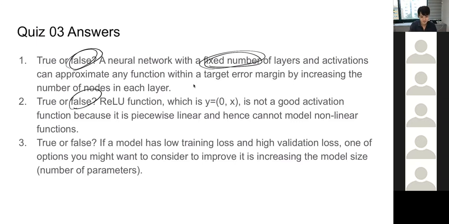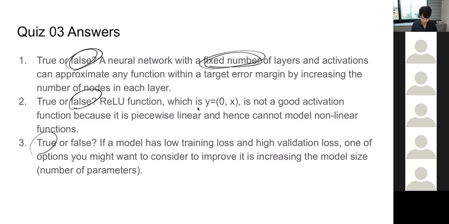And number three, I think this is also a hard question, because more people said false, but a non-trivial number of people said true. In fact, the answer is true. Why? I think I mentioned this in the last class: traditional machine learning might say that if a model has low training loss and high validation loss, then your model is too big and you have to decrease the model size to do better. That was traditional machine learning. But these days that's not necessarily true, because you might also improve your validation loss by just increasing model size.